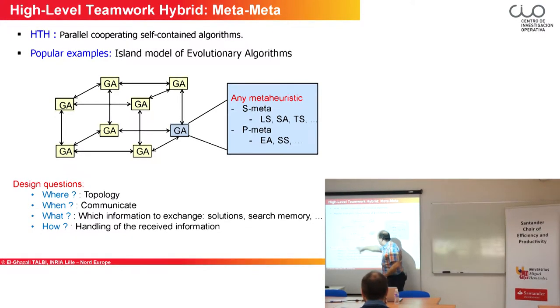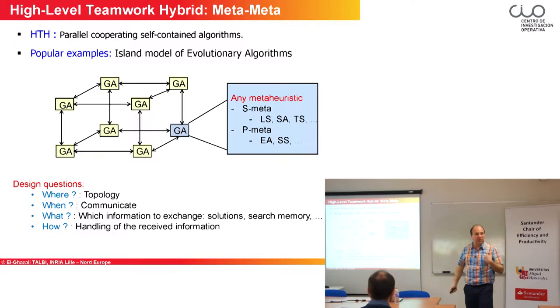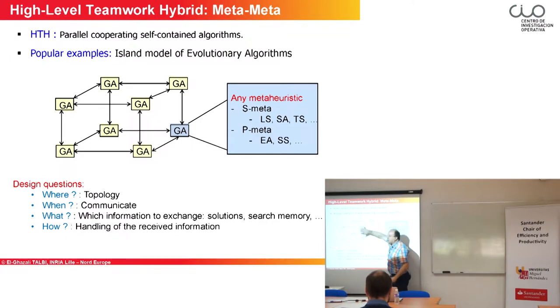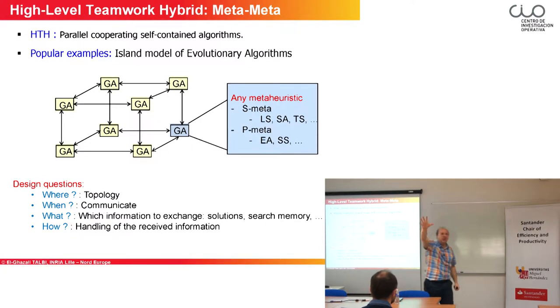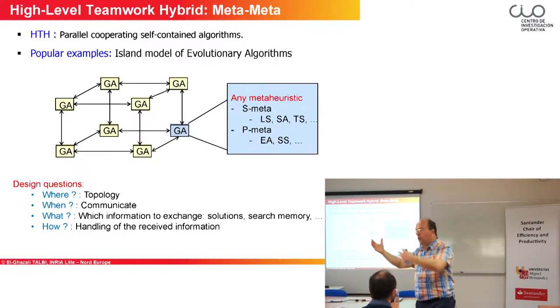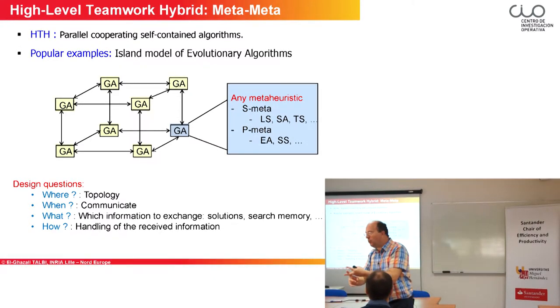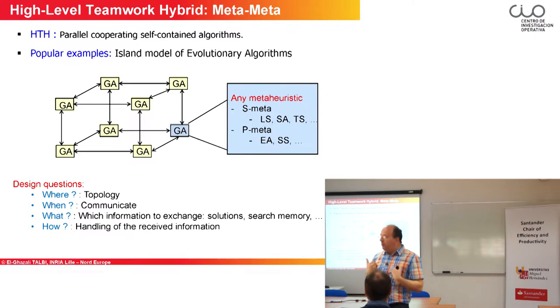So the questions are: what is the topology? When will we communicate? It's important. Which information will I exchange? And how to deal with the received information? In this model it's simple. But now if I ask you, in those boxes I will put some machine learning, some exact algorithms, some metaheuristics, some local search. Wow. In parallel, how does it work? When do we communicate, which information do we communicate, how to deal with this information?